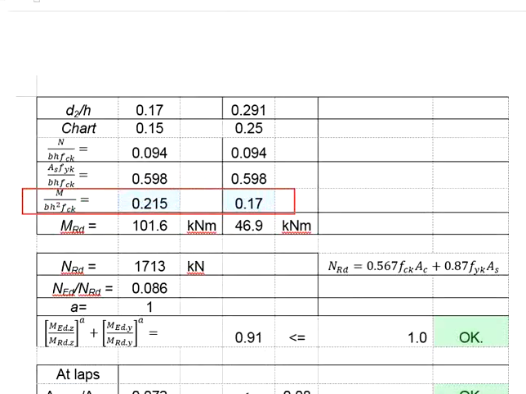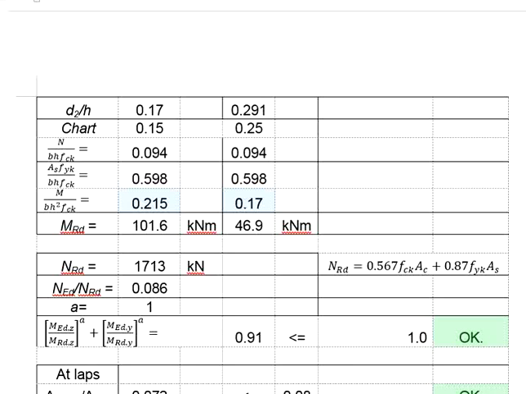Having the x-axis value obtained, now you need to get the moment resistance of the section. Multiply this with BH square FCK. Since we are talking about the major axis, the B will be 175, the H will be 300. That means 0.215 multiply 175 multiply 300 square and multiply FCK, which is equals to 30. This gives you the MRD equals to 101.6.